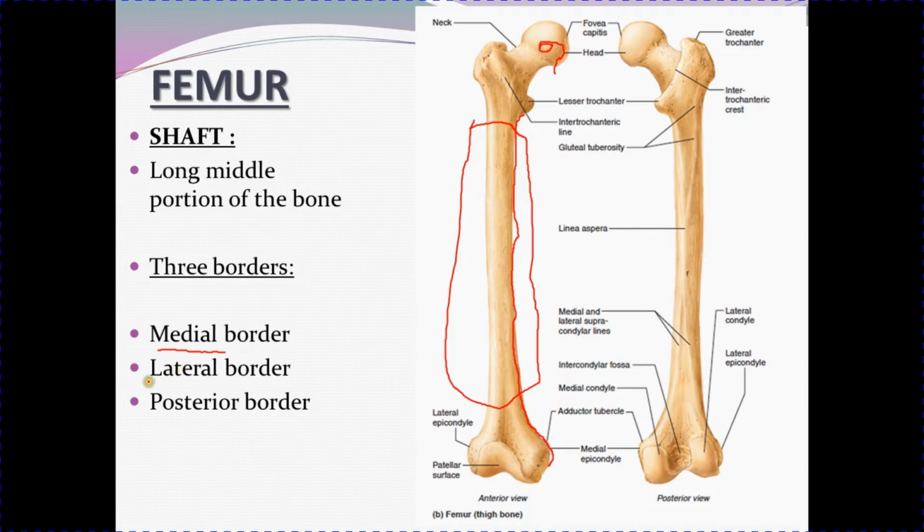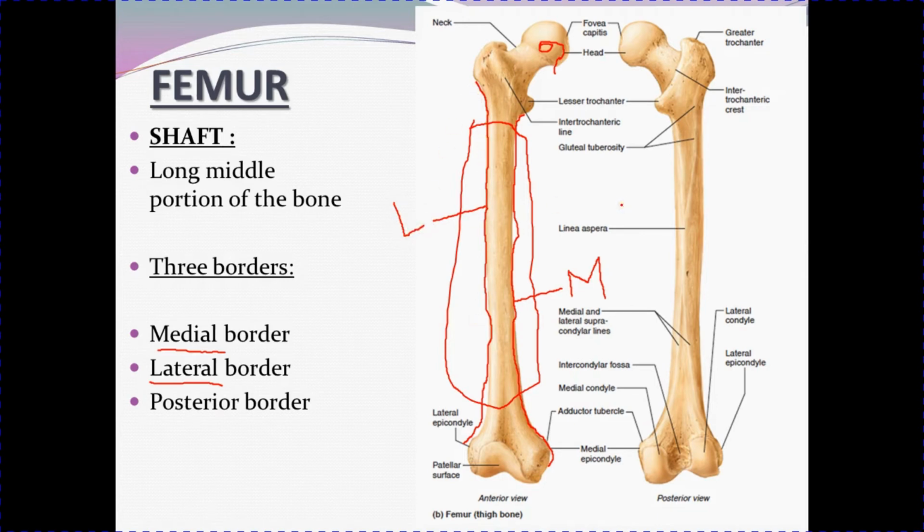The shaft of the femur has a lateral border. Now look over here. The greater trochanter is always present on the lateral side and the border which is running downward from the greater trochanter to the lateral condyle is called the lateral border. So this is the medial border, which is running down from the lesser trochanter, and this is the lateral border, which is running down from the greater trochanter.